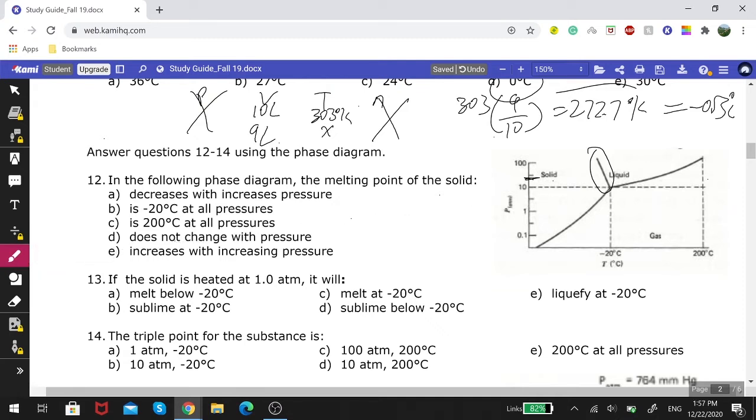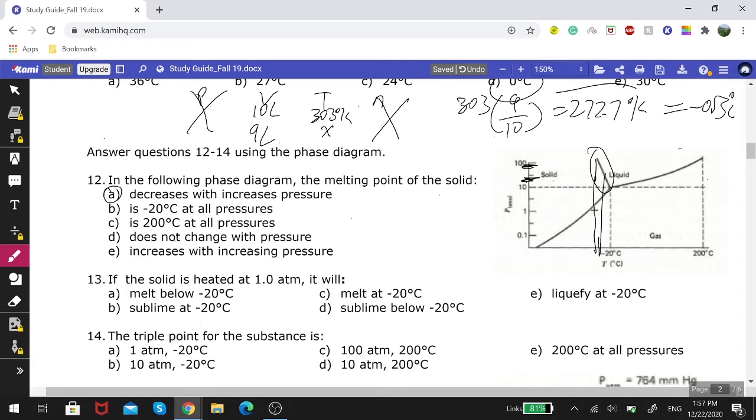Let's say we have this pressure. The temperature over here will be about negative 30. And if we increase the pressure, the new temperature will be here, which is even less than our previous one. So the melting point decreases as pressure increases, which is correct.